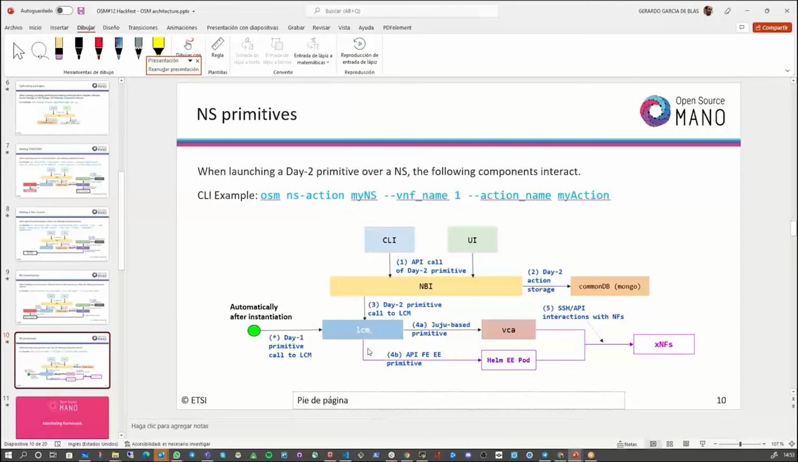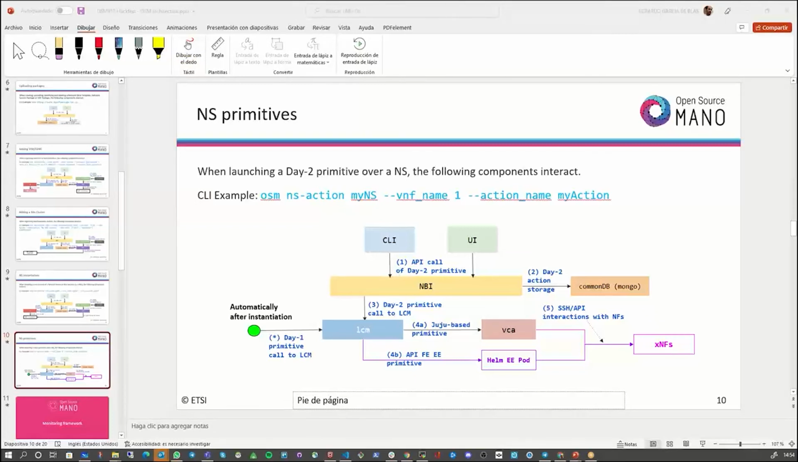Okay, there is also another path that has been enabled, mainly for the collection of metrics: the deployment of an execution environment on Helm in the same cluster where OSM is running, okay, and it allows you, for instance, to run primitives related to the configuration of that execution environment to get metrics. And this is used, for instance, for the way we are dealing with the SNMP metrics in OSM, okay.